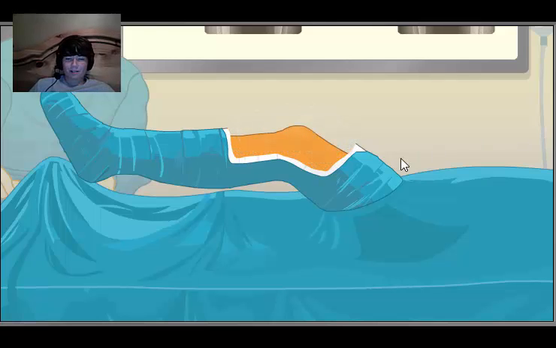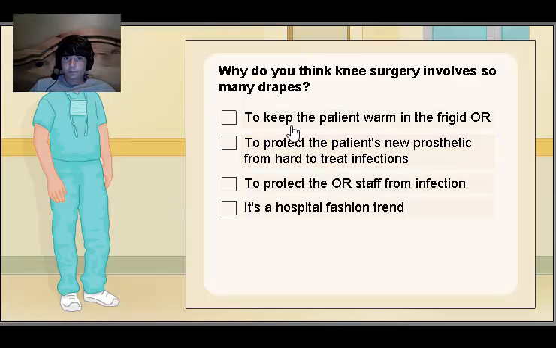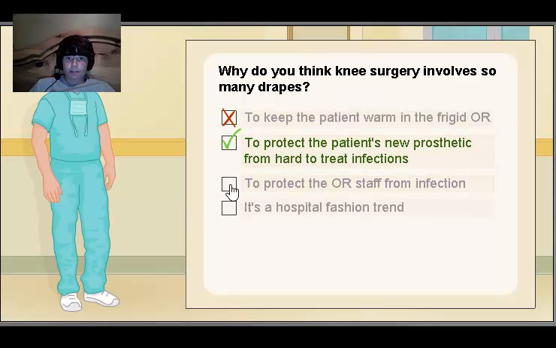Well, now he just kind of looks like a mummy. Wait, I didn't do that. Why didn't I get to do that? Why do you think knee surgery involves so many drapes? Are you serious? I don't really care.